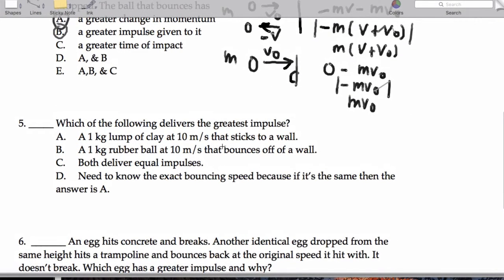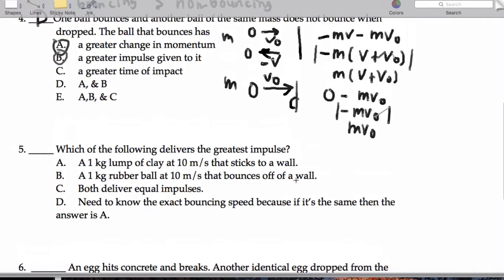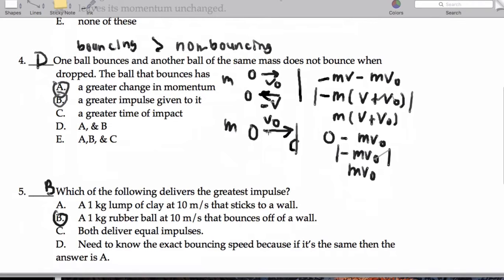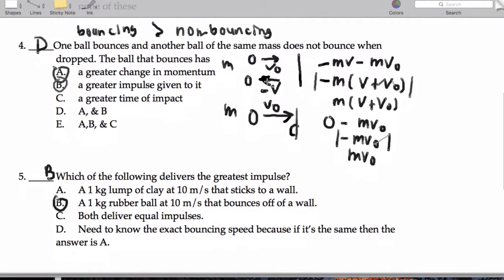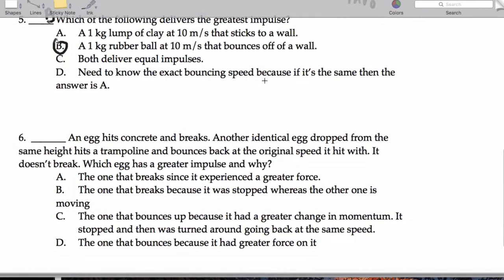Next. Which of the following gives the greatest impulse? A lump of clay that sticks to the wall or a lump of clay that bounces? Based on the answer to 4, we can also say that bouncing always gives you the bigger change in momentum. So if you don't like this math, what I would memorize is that something that bounces gives you a greater momentum change and therefore a greater impulse than something that does not bounce. All right, lastly, an egg hits concrete and breaks. Another egg dropped from the same height hits a trampoline and bounces back at the original speed.